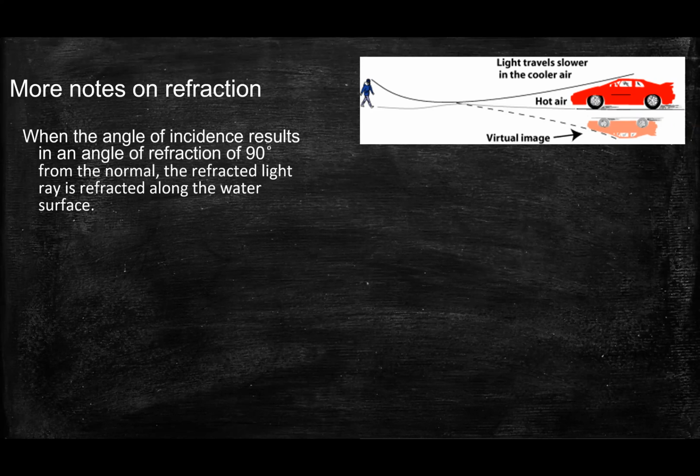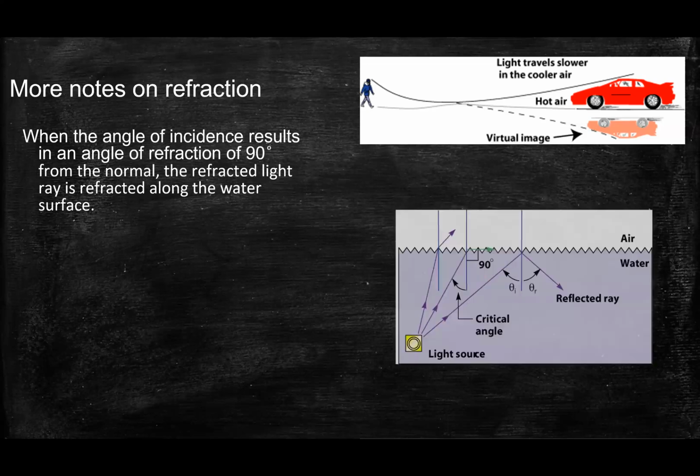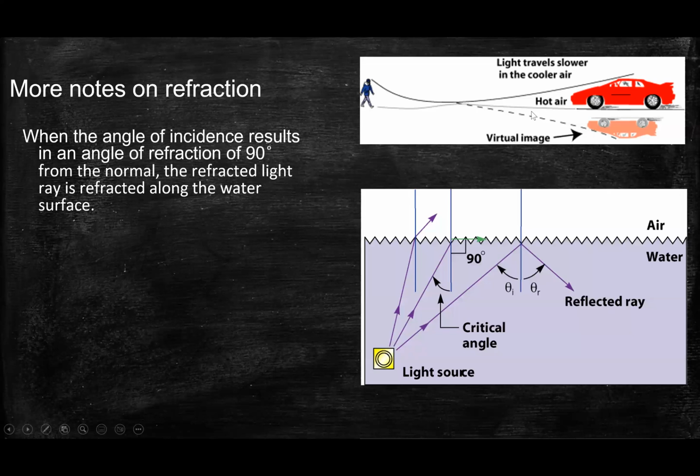So in this case, we have light rays coming in from the cooler upper surface to the warm air near the road. And when the angle of incidence causes that angle of refraction to be 90 degrees from the normal, the light ray is refracted along, you can think of it as along the water edge. If we look at the refracted ray coming in, the refraction is along the surface, and that's what's going to happen here as well, from the colder air to the hot air, it just refracts along the surface.